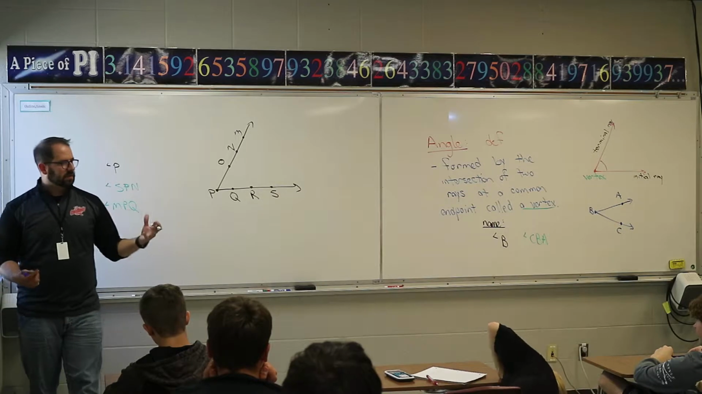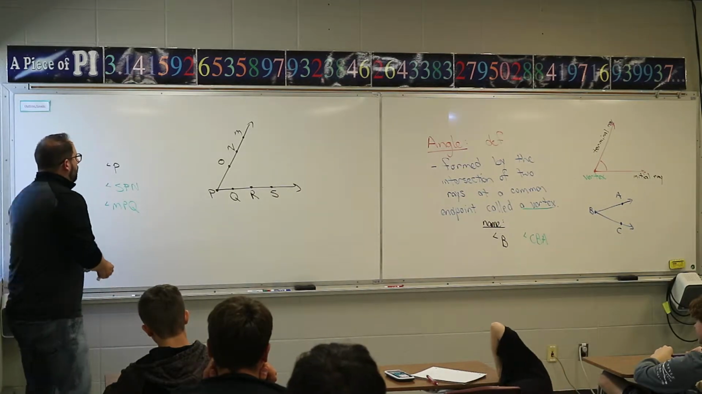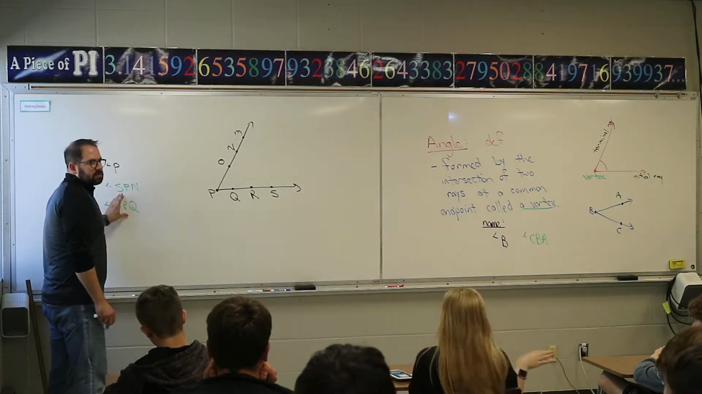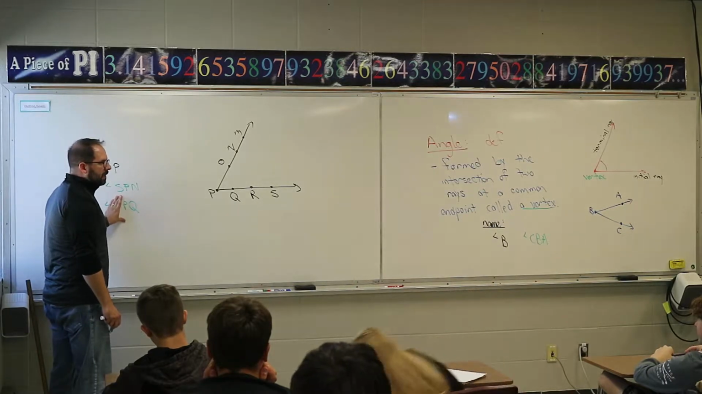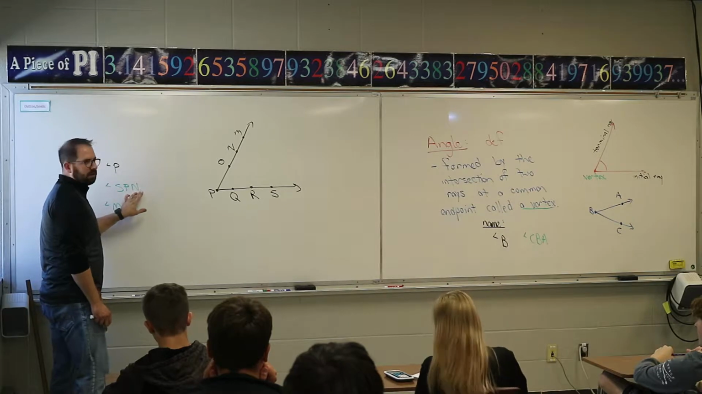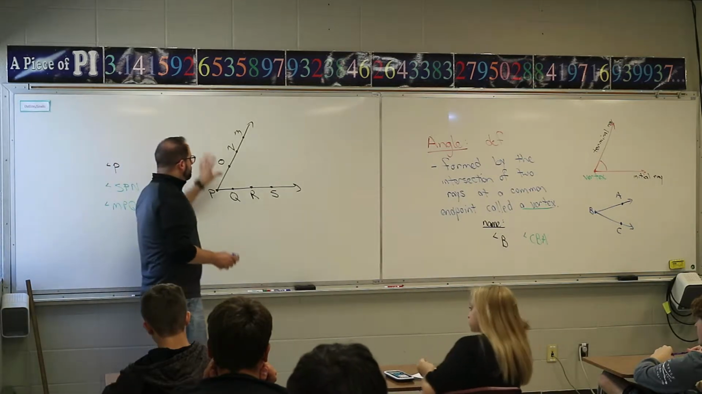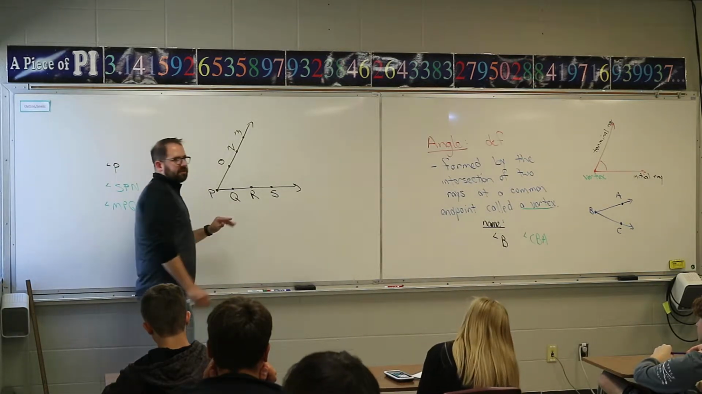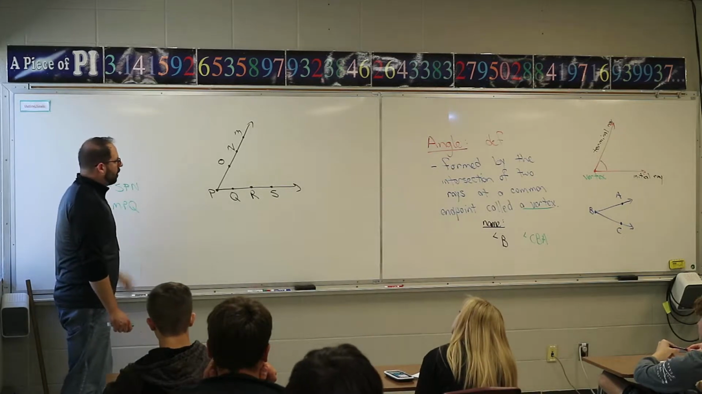Does that make sense now, the system? I prefer the three-letter system. Start practicing it so you get good at it, right? One ray, the vertex, the other ray. Now, if there are multiple angles coming off, this will save you so you know which one you're talking about.